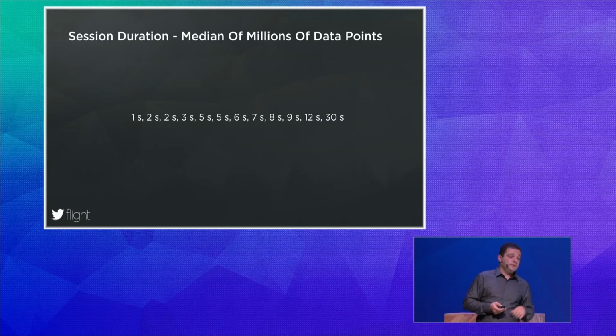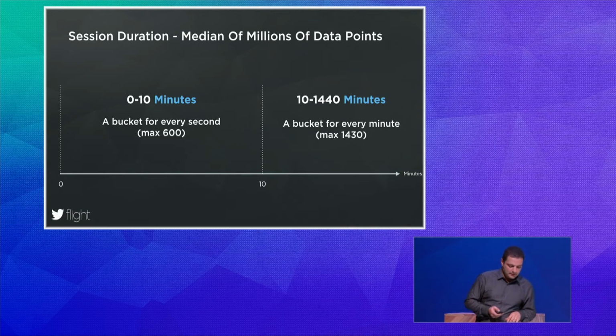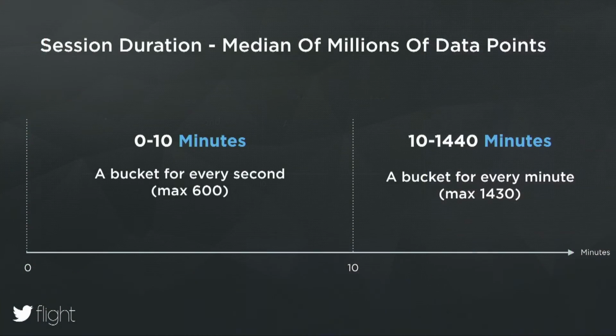So we represent them like this, just getting rid of the millisecond granularity. And what that allows us to do is to represent the distribution of session durations for an application via a bunch of counters. So for every second between 0 minutes and 10 minutes, which is 600 possible seconds, we have a counter that counts how many sessions we've seen at that duration. For every session between 10 minutes and an entire day, we have counters at the minute level.